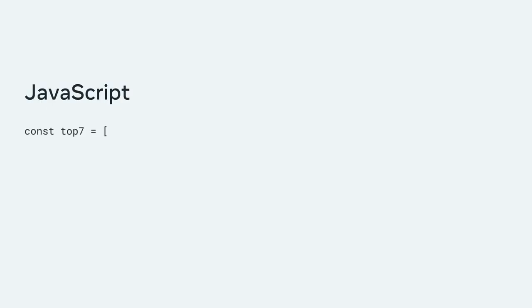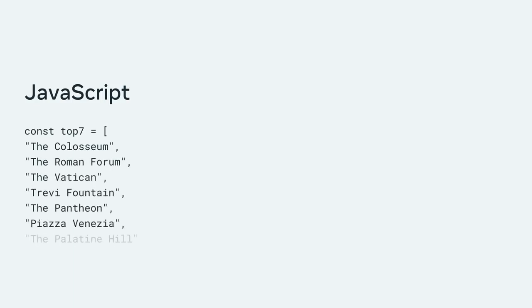In this case, I can create an array of 7 places that I would like to visit on my holiday to Rome. So I type const top7 to create the array, and I list the 7 places I would like to go within square brackets, with each item in double quotes and separated by a comma. The Colosseum, the Roman Forum, the Vatican, Trevi Fountain, the Pantheon, Piazza Venezia, and the Palatine Hill.